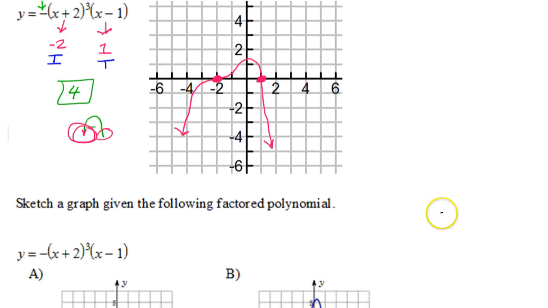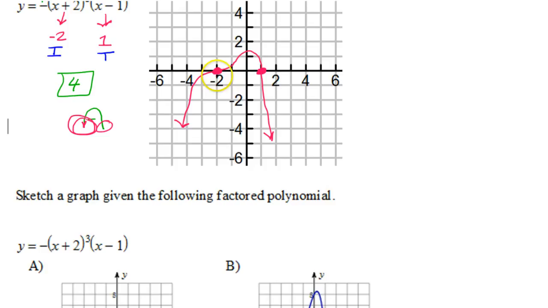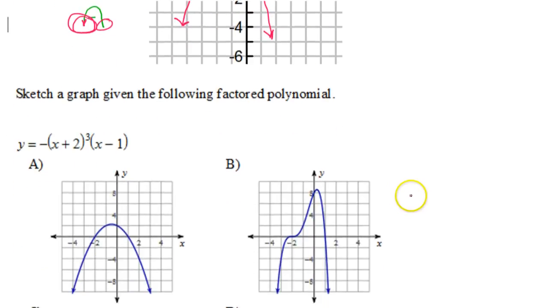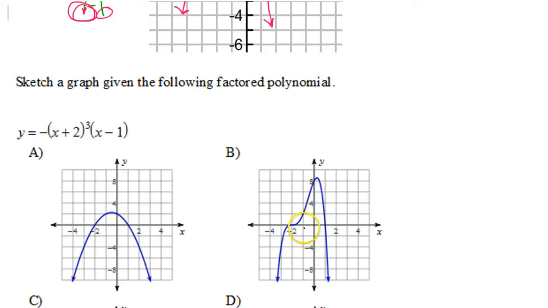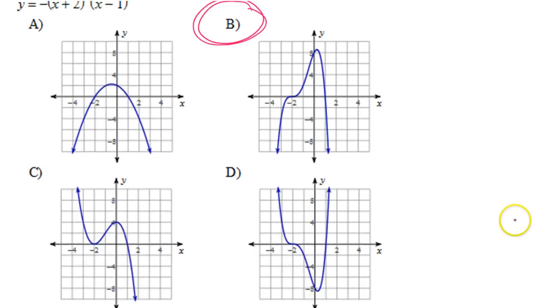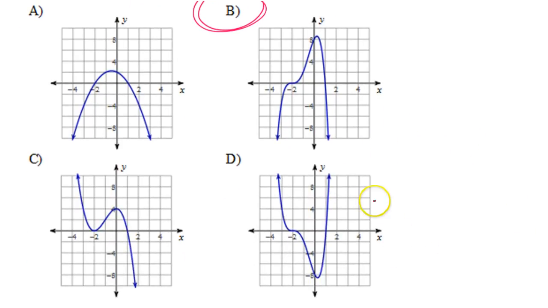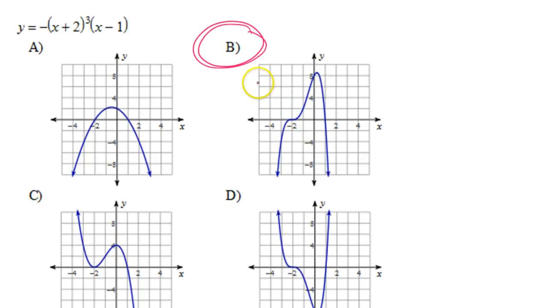So now let's look for a graph like this. Inflection at -2, going through 1. Okay, there's no inflection here. Here I have an inflection at -2, passing through 1, both arms down. Looks like the answer is B. Just a quick check, make sure nothing else is quite doing it. The answer is, in fact, B.